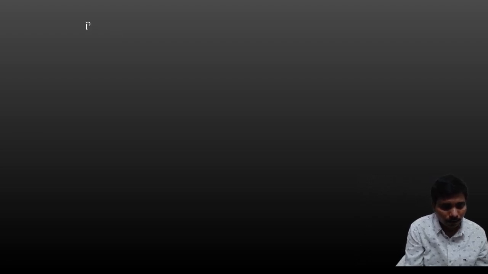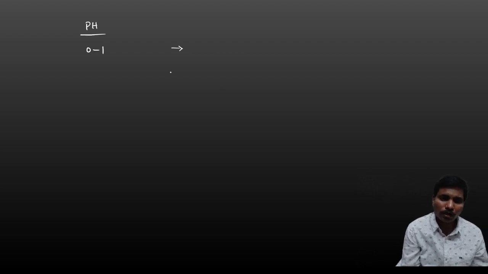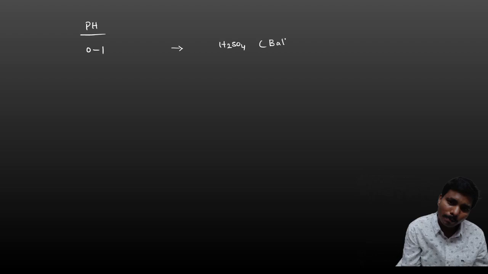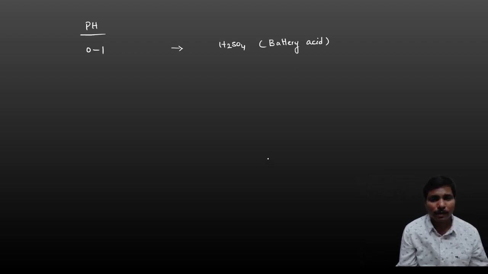Now let us take some important solutions and their pH values. Very important for exams, guys. Let us take the pH value in the order of 0 to 1. If it is in the order of 0 to 1, that is nothing but H2SO4, sulfuric acid, the example. It is also called battery acid.